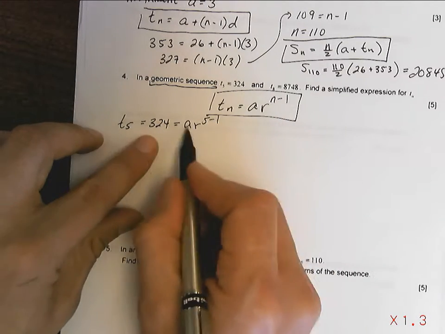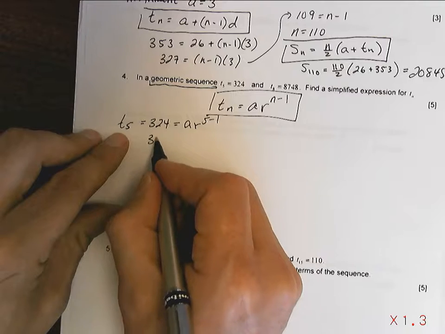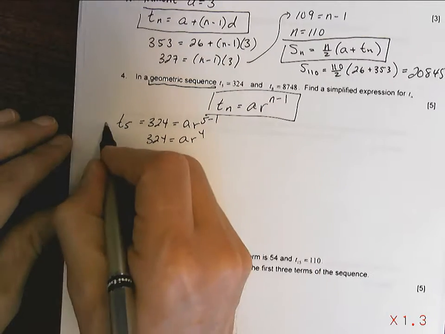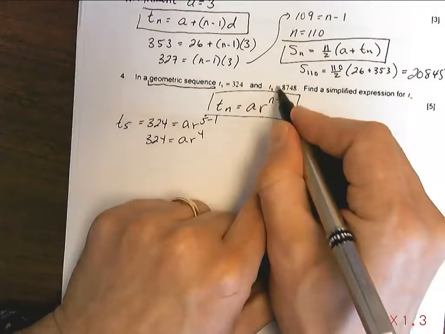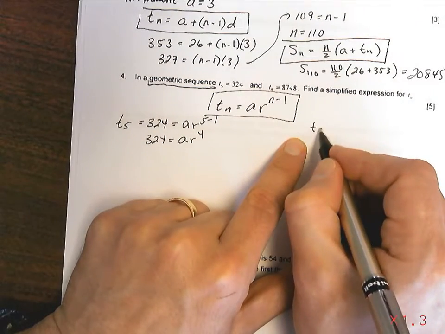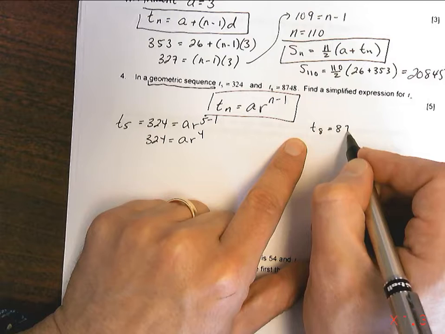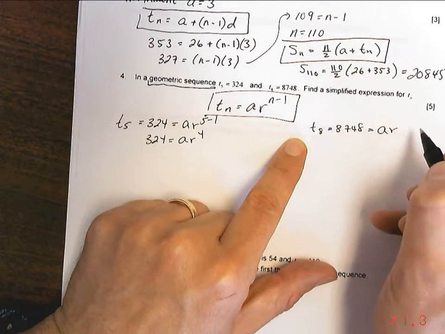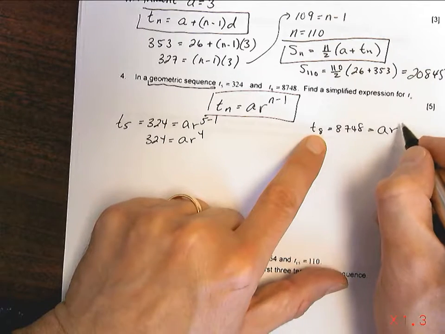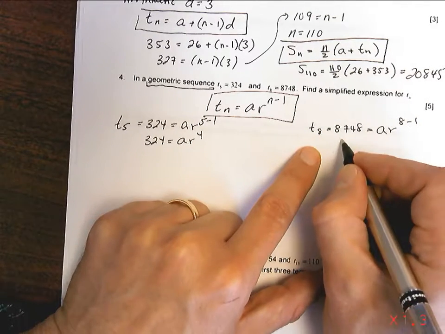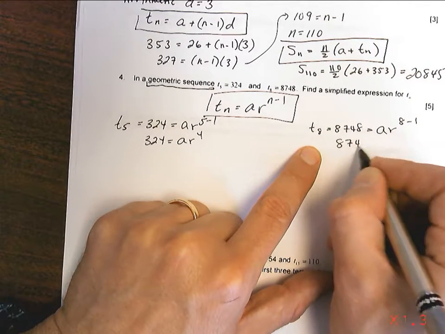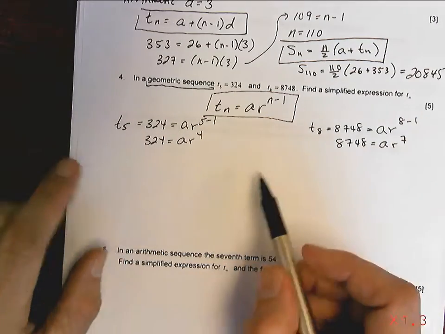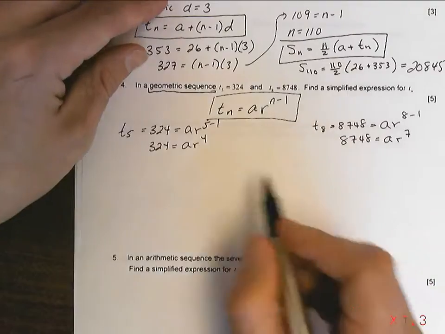So I took that information and put it all in here. So what I'm going to get is 324 equals a r to the 4. Okay? Over here, I'm going to take the same information. T sub 8 equals 8,748. That's going to equal a r, whatever r is, but it's going to be 8 minus 1. So you get 8748 equals a r to the 7. Well, now we want to put those two together and do some work.